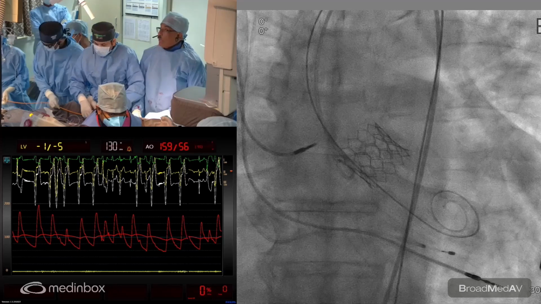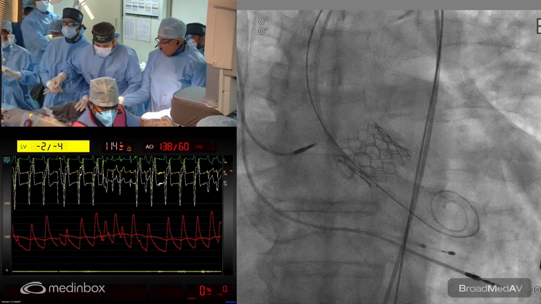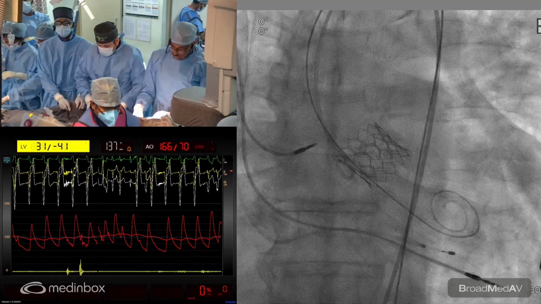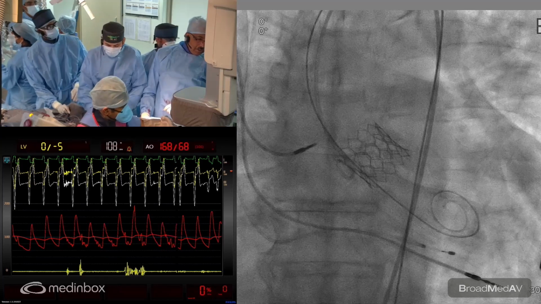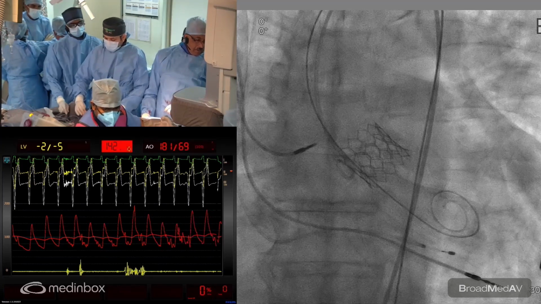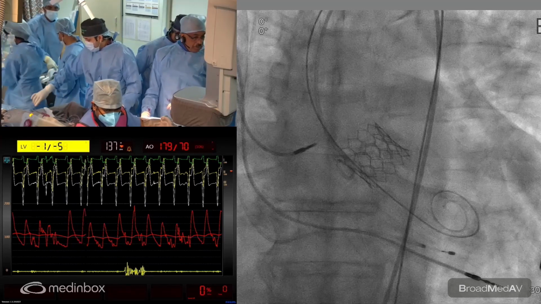Okay, so we're done with that. Pull the wire down. Wire is down. Pressures are good. Pressures are 159 by 56. Perfect pressures, no problem. Patient is okay. Can somebody just speak to him for a minute if you can? He's just under conscious sedation. He's breathing well. Oxygenation is good.